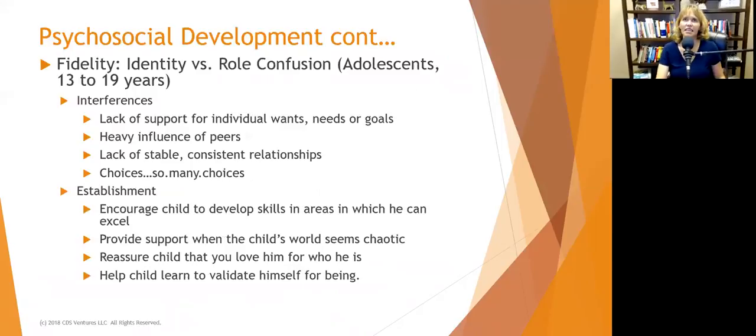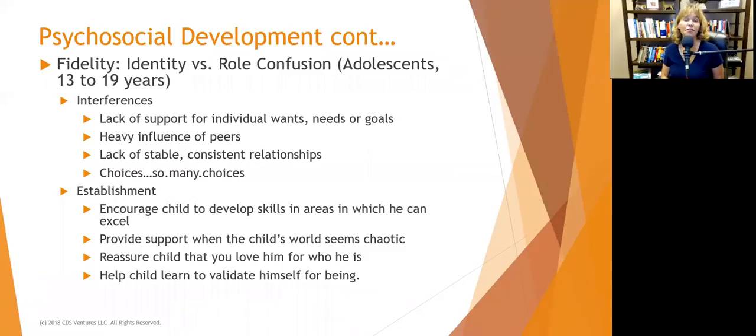In adolescence, the child is developing identity. They're trying to figure out who they are, but they may not have support for their individual wants, needs, or goals, either from parents or from school or from both. My daughter wanted to dye her hair blue, and her dad was really not down with that. That was an individual want that she had, and she was kind of going through this experimental phase. So figuring out how to negotiate that was a challenge for her.